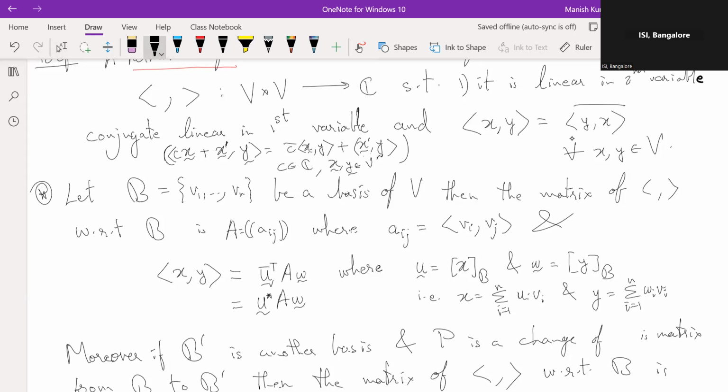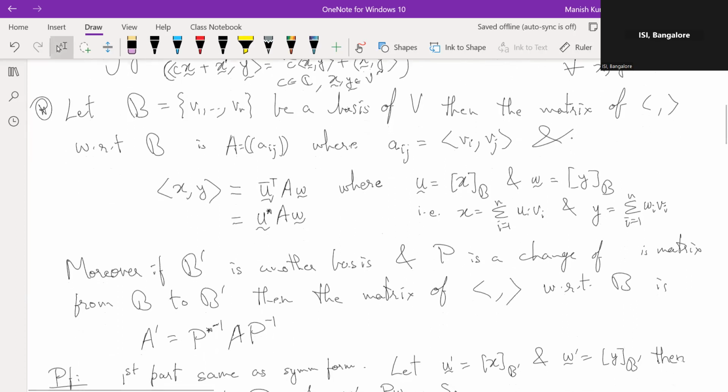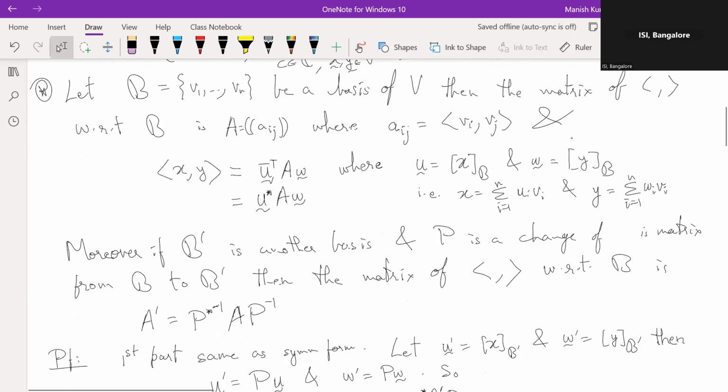Is that okay? So the proof of this, and this is similar to the bilinear form. And moreover, in the bilinear form, we saw that if we choose another basis, then the matrix changes a bit, by conjugating by something.